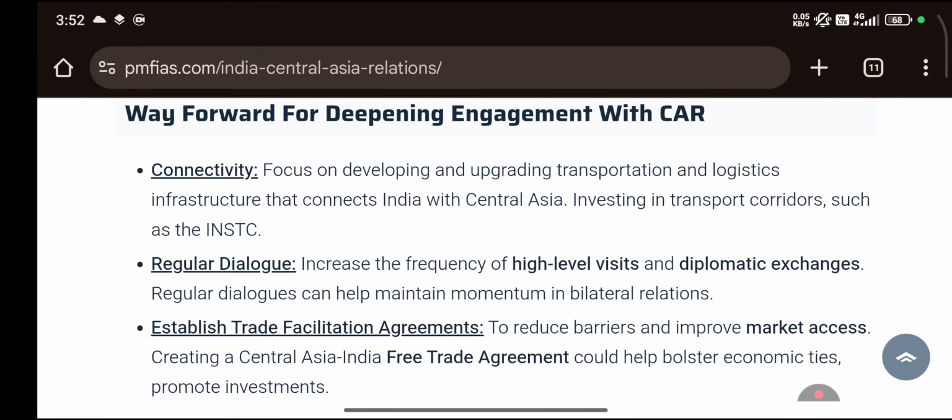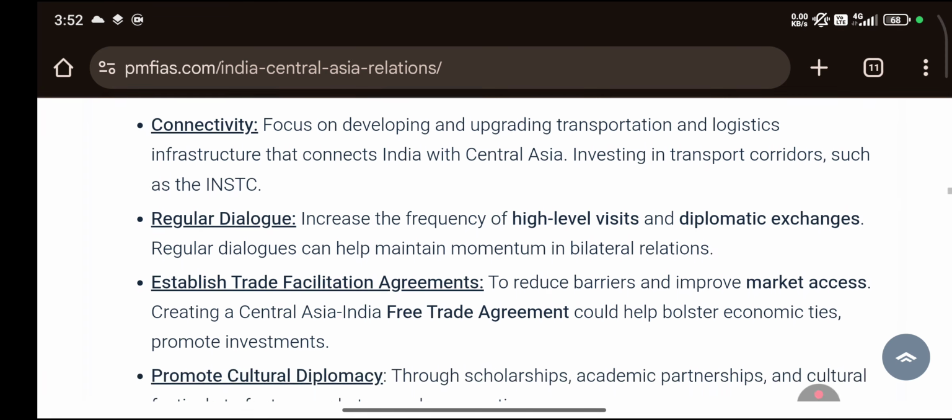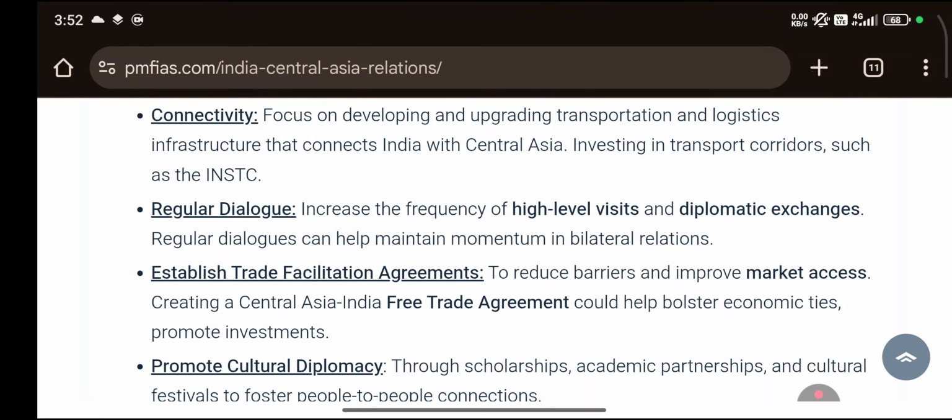So, what is the way forward for deepening engagement with CAR, meaning Central Asia regions? First one is, as we have a problem with land borders, we'll talk about connectivity. We should focus on developing and upgrading transportation and logistics infrastructure that connects India with Central Asia. Investing in transport corridors such as the INSTC will help improve connectivity with Central Asian countries, bypassing Pakistan. Regular dialogue: increase the frequency of high level visits and diplomatic exchanges. Regular dialogue can help maintain momentum in bilateral relations.